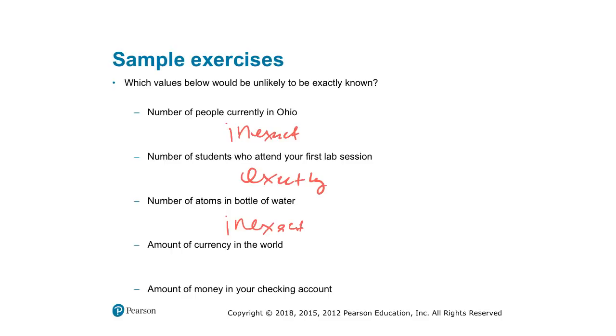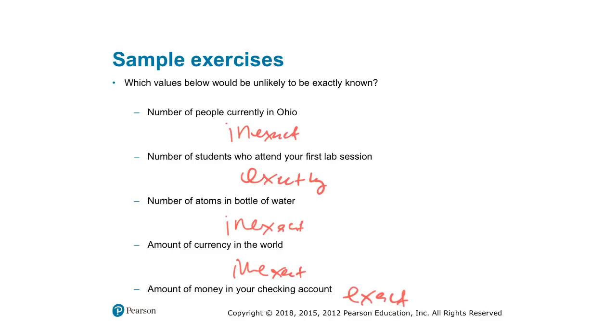Amount of currency in the world. At any given moment, it's changing because the currency rates are always changing anyway. You could never count up all the money in circulation at any given moment because this is a quantity that's always changing and it's very, very large. So again, we'd have to estimate that quantity or take a measurement of it. Lastly, the amount of money in your checking account. That's something you could probably look up very accurately right now if you wanted to. So that's something you could usually know very exactly.